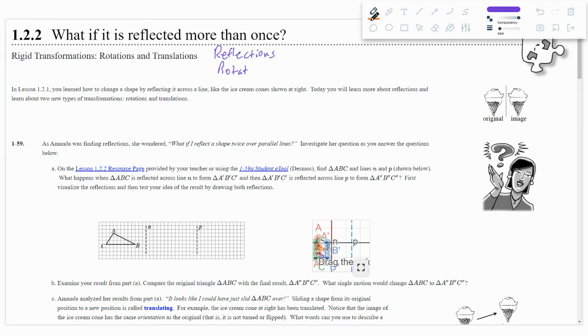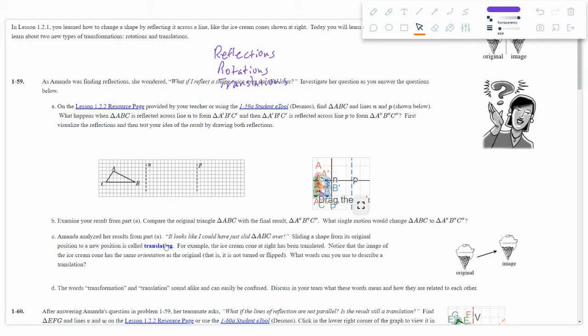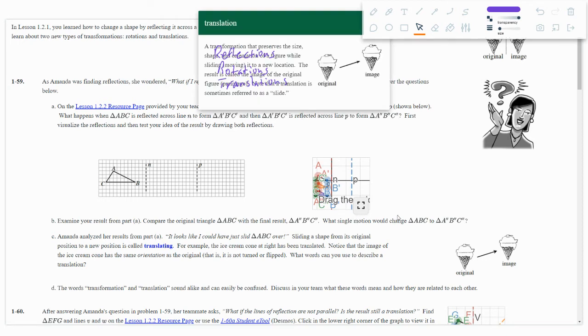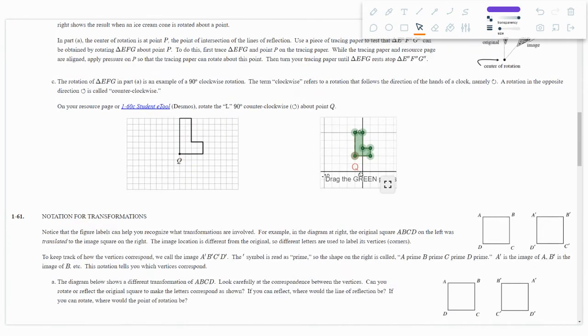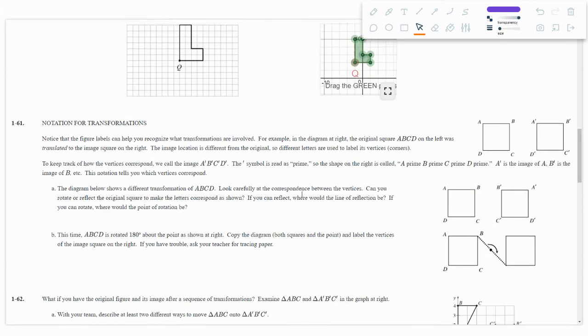rotations, and translations. And as you are working on this, of course, if you want to know the actual definition and you want to take notes, you can always take notes by clicking on these vocab words. So if I click on translating here, it gives you a more clear definition. Obviously, it's covered by my words that I wrote, but you can always take a look at this on your own. So we're going to look at 1-59 here, 1-60, and then 1-61 as well.